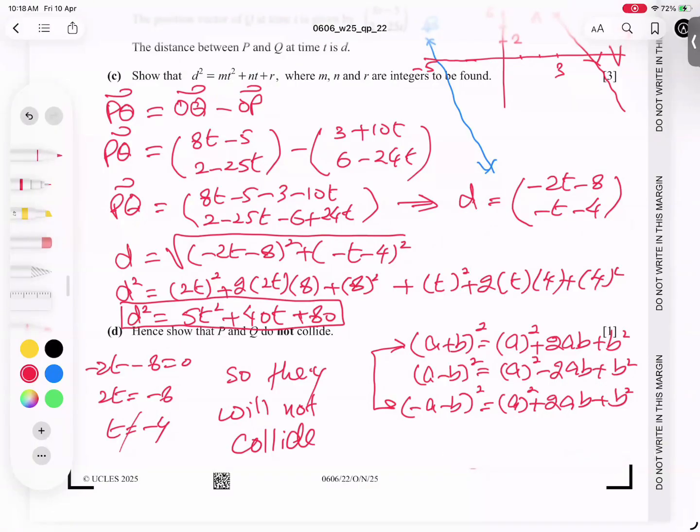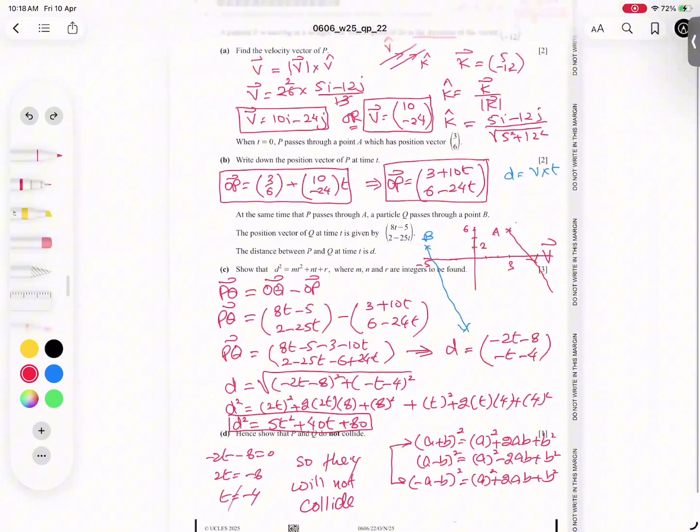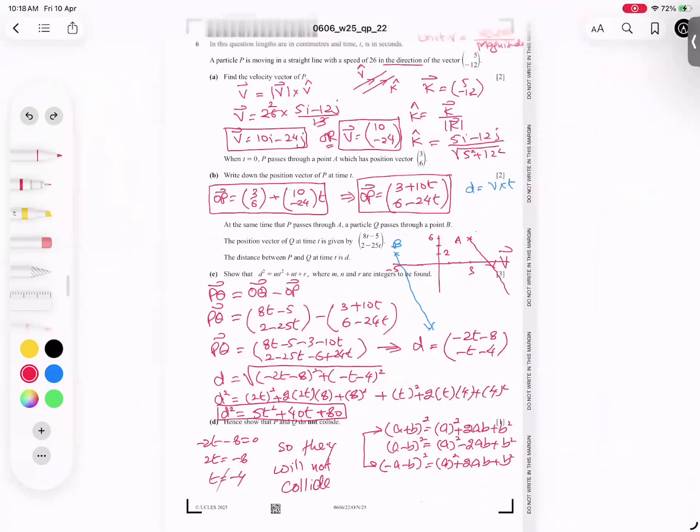But here, a special condition: when time is coming negative from here, that is not possible to calculate. That is why we can say they don't collide. I hope you got the idea clear. And the question is completely over.